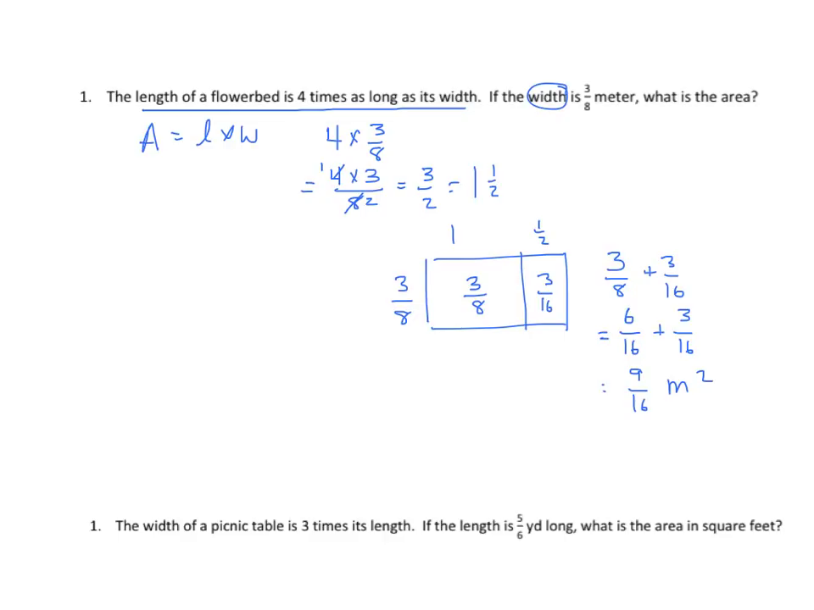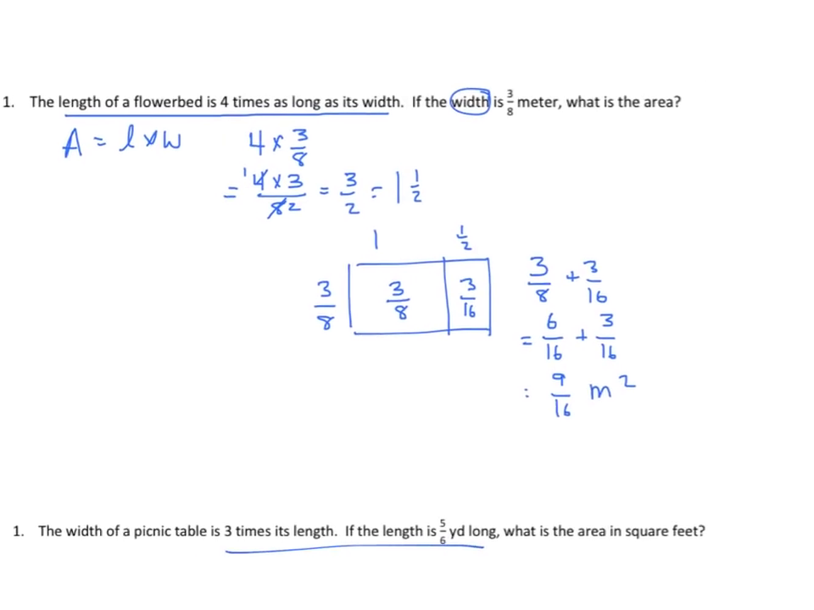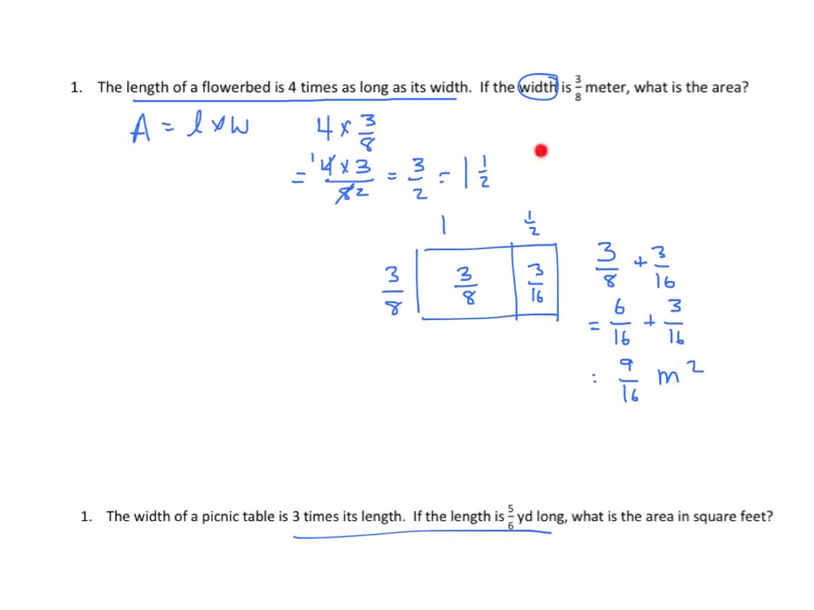Let's look at the problem from the homework. Again, this time we have a picnic table, and the width is 3 times the length. Usually I refer to the length as a longer dimension, but that's okay, it doesn't matter. So the length is 5/6 of a meter long. What is the area in square feet? Well, again, we have area equals length times width. We have the length. We need to find the width. We'll use a procedure very similar to what we did up on the top to find the other dimension. Once we find the width, we can use our area model to multiply length times width, and we'll get our answer.